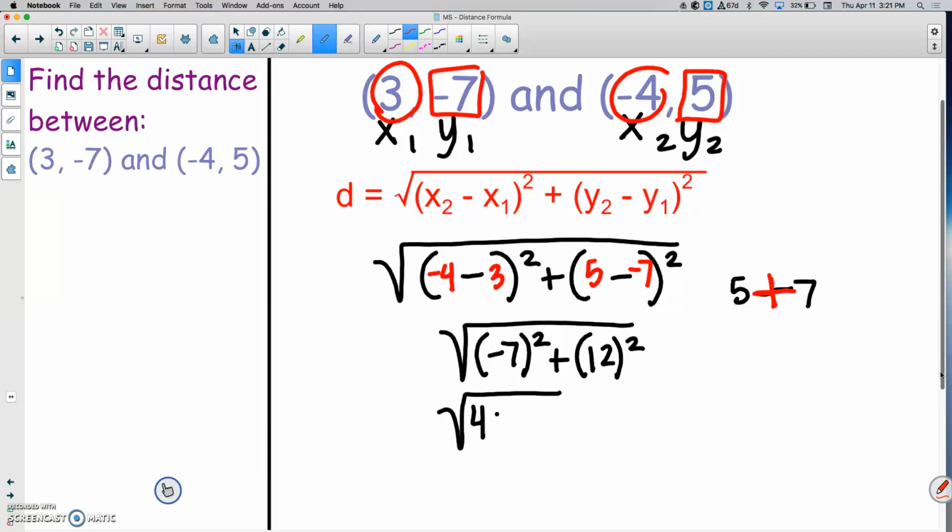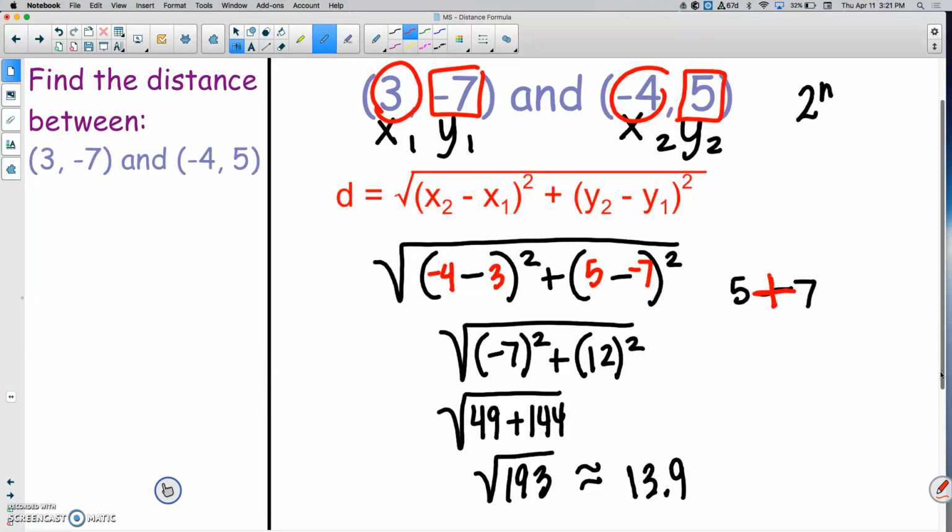So -7 squared is 49, and 12 squared is 144. And if I add those together, I get 193. And the square root of 193 is about 13.9. Remember, on my calculators, most of them that I have in the classroom, to use the square root key, it's the second function of x squared. So you have to push the button that says second first, then push the button that says x squared, and then enter in your number.